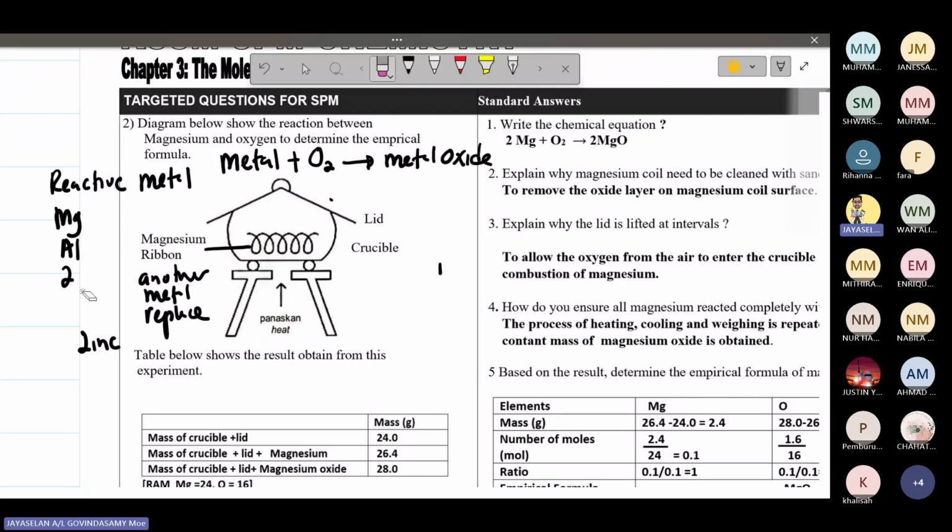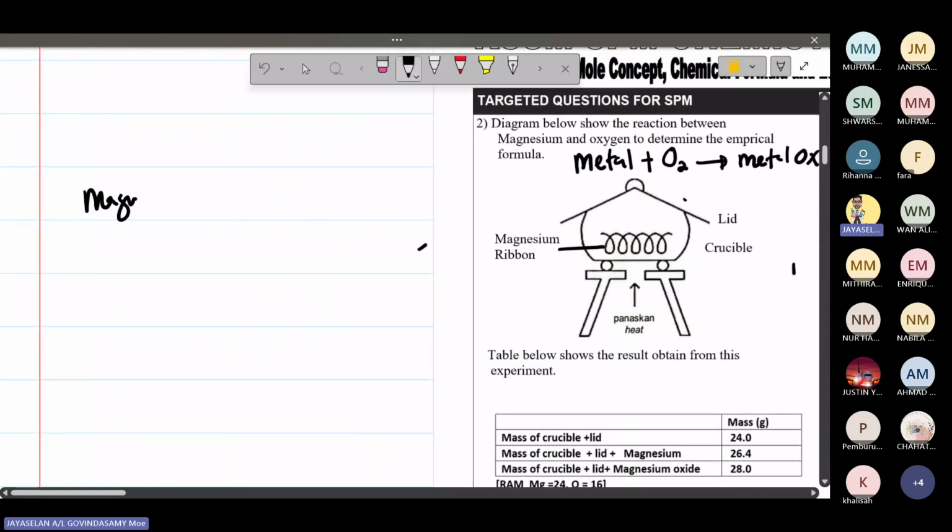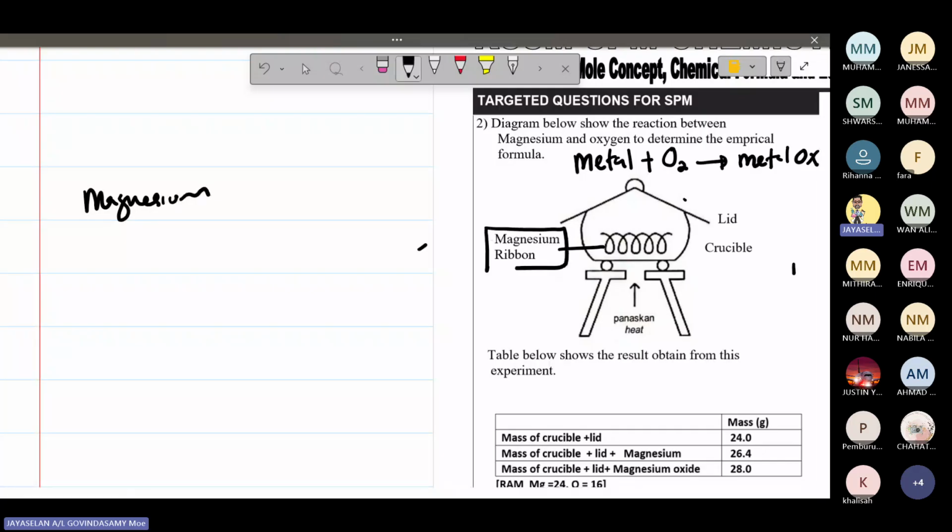Memorized. Okay, for the second question, I want you all to memorize the equation. How to do the equation? They take magnesium, right? So here they put magnesium. Open your eyes and look carefully. What did they write? Did they write magnesium ion? No, right? So don't do the equation like this. This is already wrong.